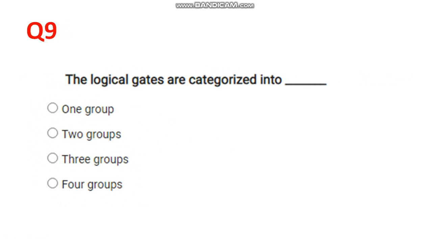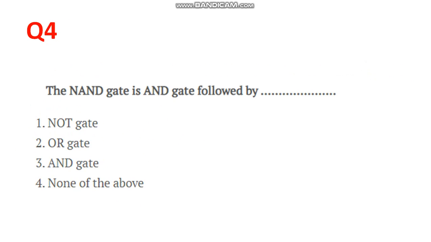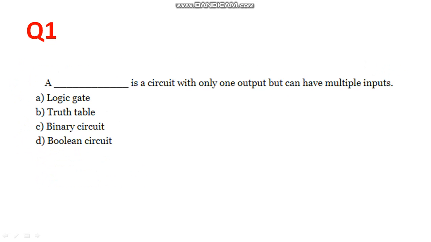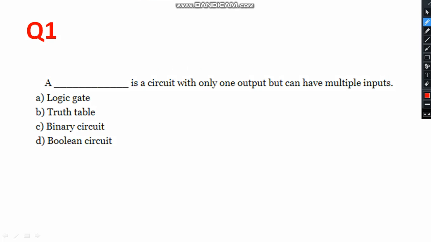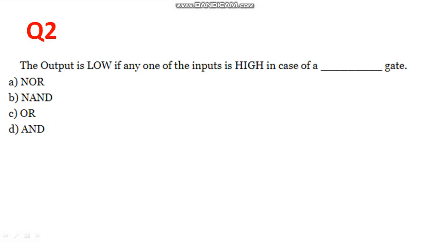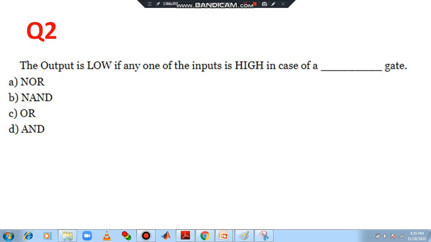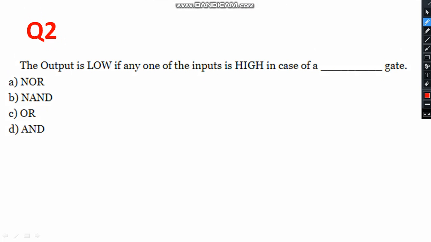Now let us have a brief discussion on each individual question. Okay, I hope you have answered. All questions are pretty easy. A dash is a circuit with only one output but can have multiple inputs. Obviously, it is a logic gate. Please select option A. Moving on to the second question. The output is low if any one of the inputs is high in the case of an AND gate. It is very clear. You have to recall the truth table of the AND gate. Clear?